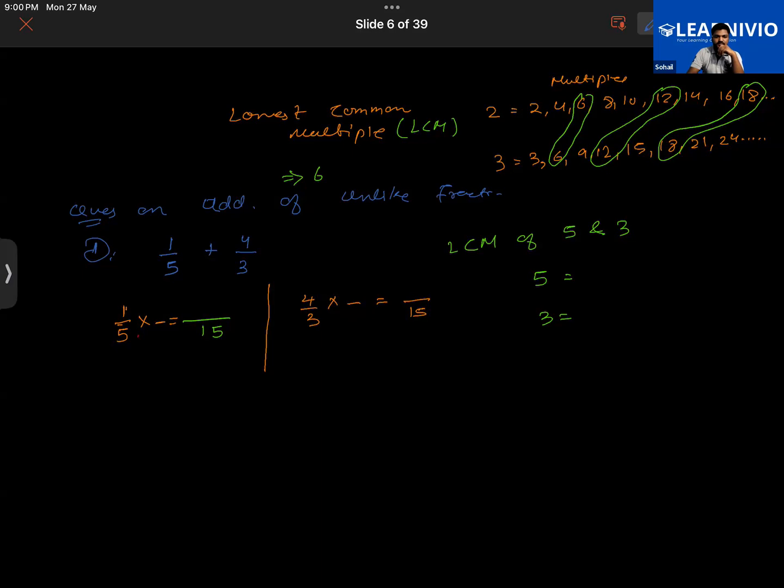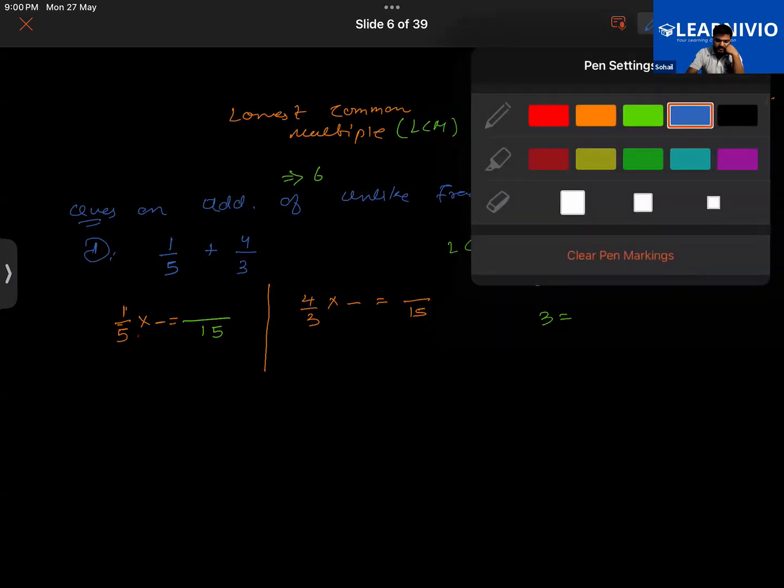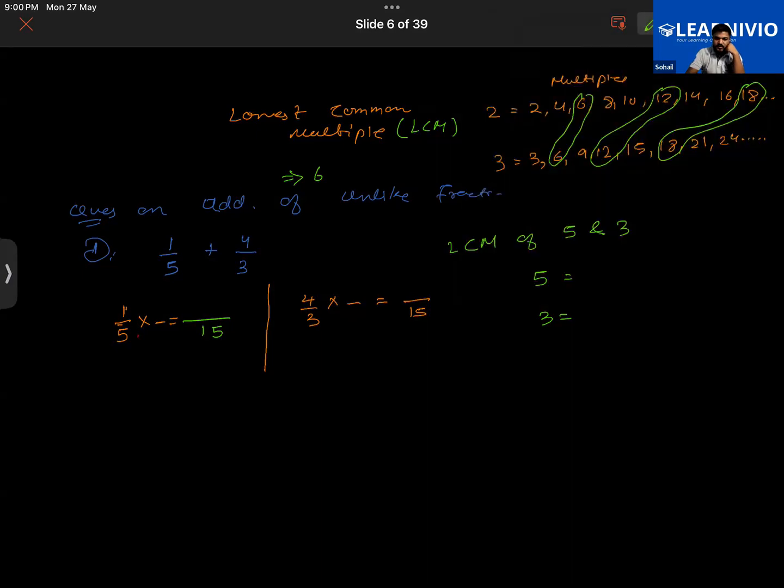Answer is 8 upon 5. No, that isn't correct. For 1 upon 5 multiplied by 3 over 3 equals 3 by 15. Okay, good. Then 4 by 3 times 5 by 5 equals 5 by 15.